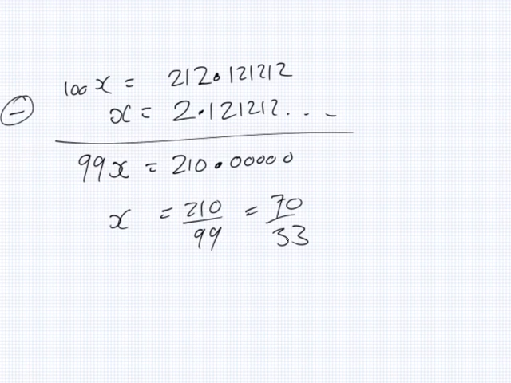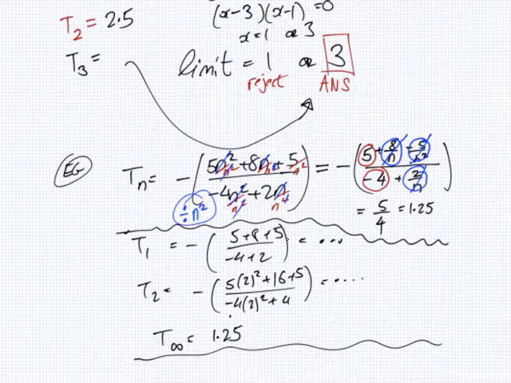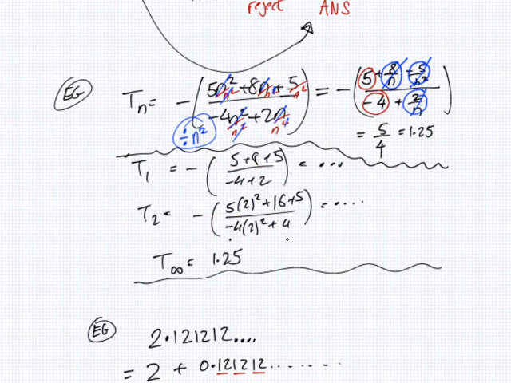Now you need me to go back to the previous one. Yes. Why is it 1.25 not 9? Oh, there's a minus. There's a minus in the bottom as well.